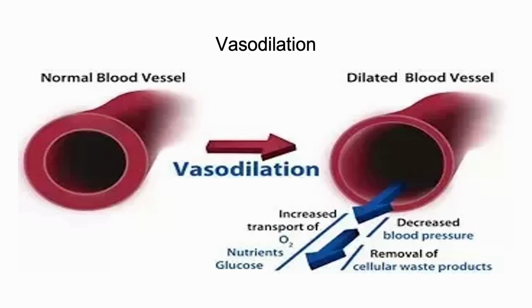So here is just a figure showing you what vasodilation actually is. But what's so important about this slide is you get increased transport of oxygen, nutrients, and glucose to every cell in your body when you have a dilated blood vessel. Also decreased blood pressure. And then you're removing the cellular waste products, like the cellular waste products that build up in our mitochondria when we eat too many carbohydrates. Exactly. It's a more efficient system.